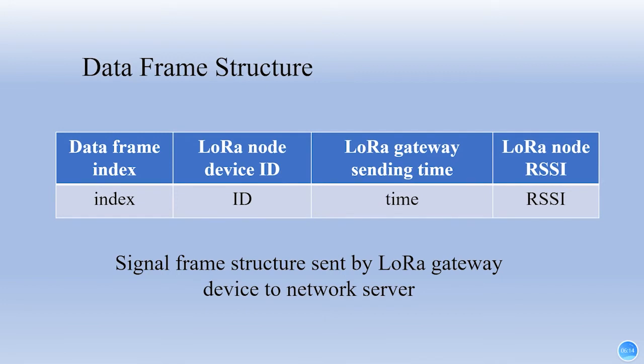After the LoRa gateway obtains the signal strength of the LoRa nodes, it will send the data to a network server. The signal frame structure sent by it is shown in the figure, where index is the unique ID of the signal strength value of the LoRa node at a certain moment. ID is assigned to identify LoRa nodes. Time is the time when the signal strength value of the LoRa node is obtained, and RSSI is the signal strength value representation of LoRa nodes. After the network server receives the data, it will save the data to the fingerprint database for further processing.